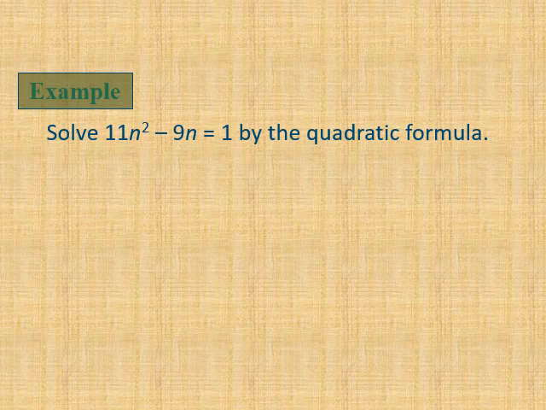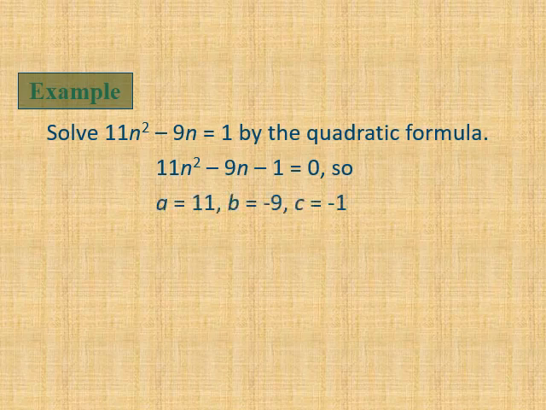First, put it in the form of ax squared plus bx plus c equals 0. So it will be 11n squared minus 9n minus 1 equals 0. That means a equals 11, b equals negative 9, c equals negative 1. Try to find the value of n.